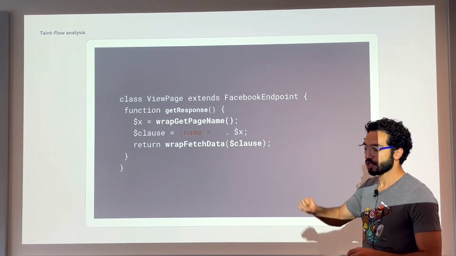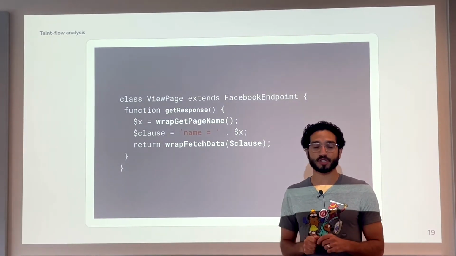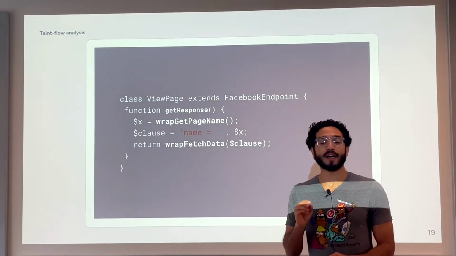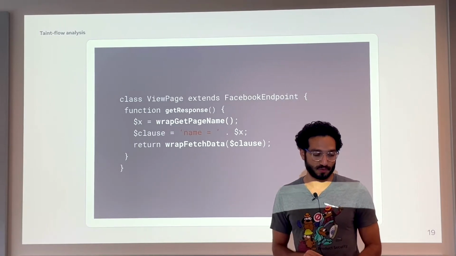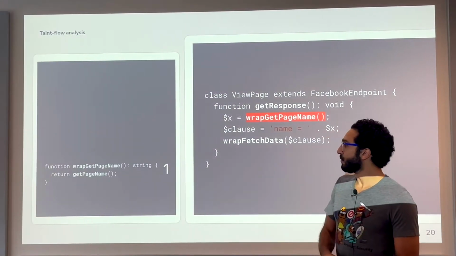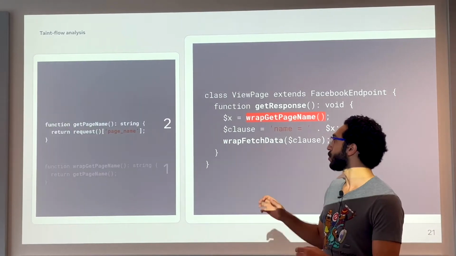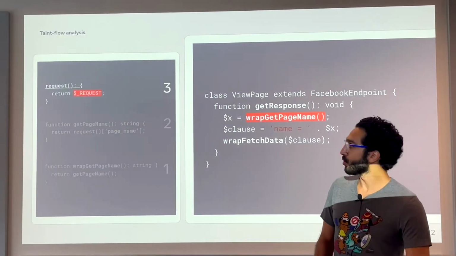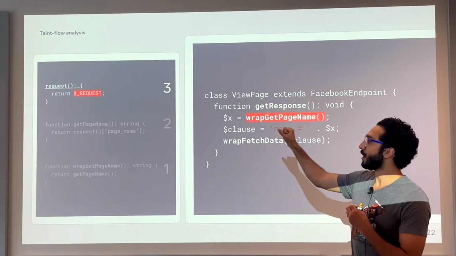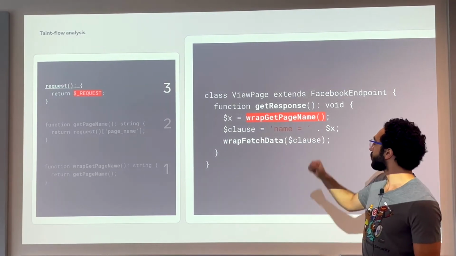So we know there is a SQL injection here, and in order for me to show you how taint flow analysis can find that SQL injection, let's follow this approach. Let's find the vulnerability with manual code review first, and then see how a taint flow analysis tool will find this vulnerability for us. So manually, you will start reviewing code. You will start from wrapGetPageName. You will realize it calls getPageName, and then you will go into getPageName. You realize it calls request, and once you go into that, you also realize that it returns the superglobal PHP request. So you know that the superglobal request, which is user-controlled input, goes back to getPageName and returns to wrapGetPageName.